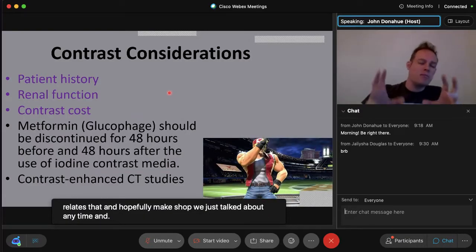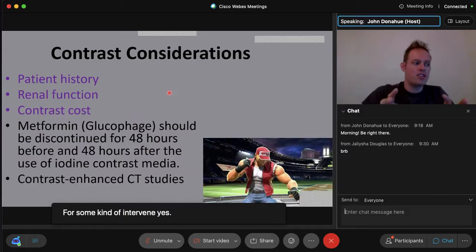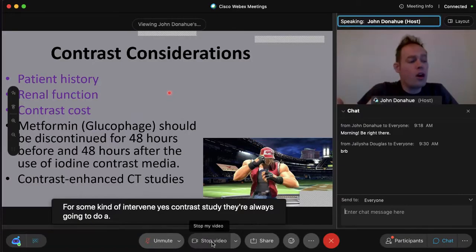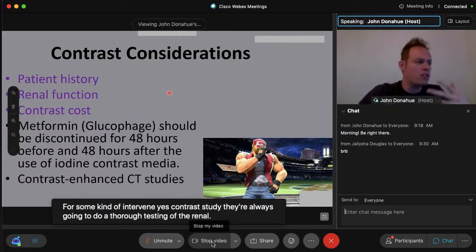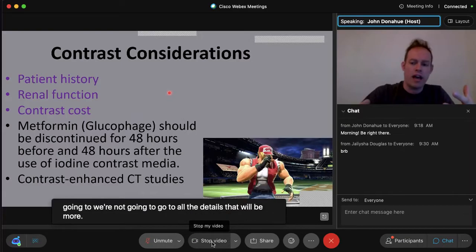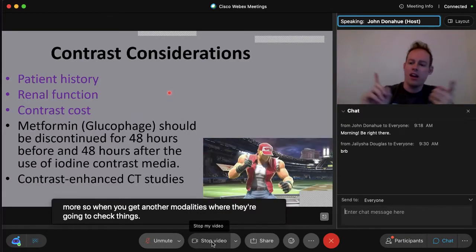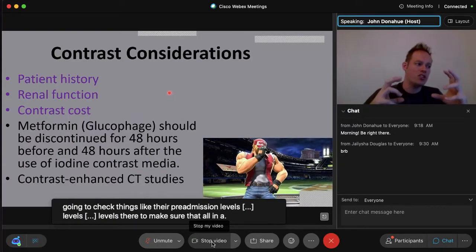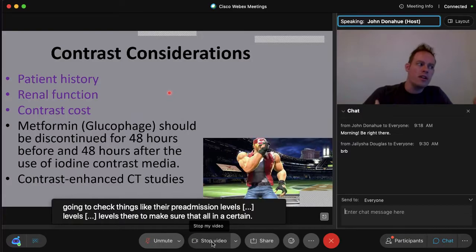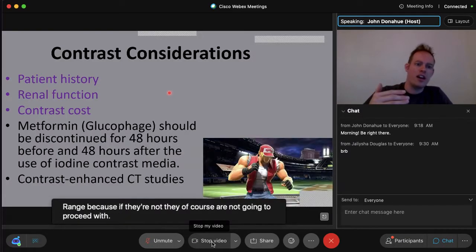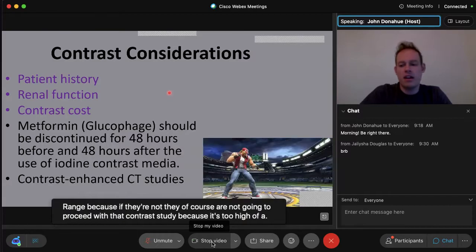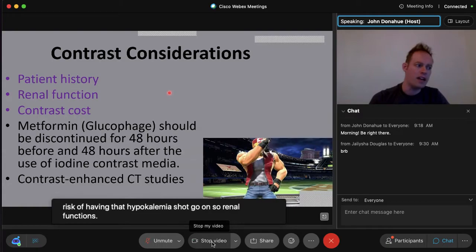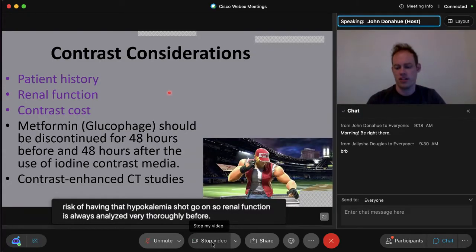Anytime a patient's going to come in for some kind of intravenous contrast study, they're always going to do a thorough testing of that patient's renal system. We're not going to go into all the details of that. That'll be more so when you get into other modalities, but they're going to check things like their creatinine levels, BUN levels, INR levels. They're going to make sure they're all within a certain range, because if they're not, they of course are not going to proceed with that contrast study, because there's going to be too high of a risk of having that hypovolemic shock go on. So renal function is always analyzed very thoroughly before we do some kind of contrast injection.